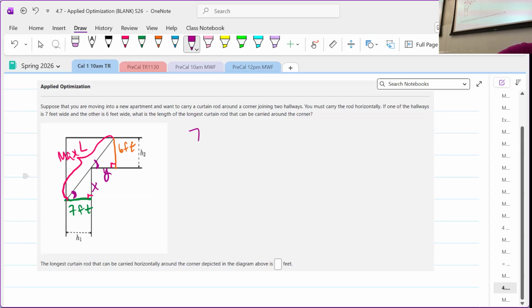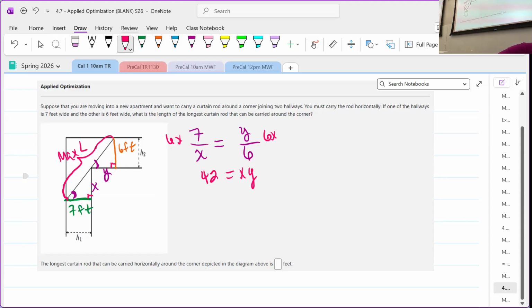So I know 7 divided by X, that's the bottom, the horizontal, and the vertical. And then I have to do the same setup, horizontal, vertical, so Y over 6. So if I multiply by 6x, I get 42 equals xy.